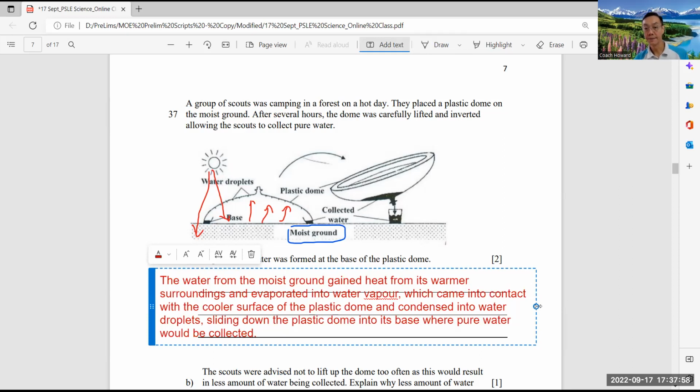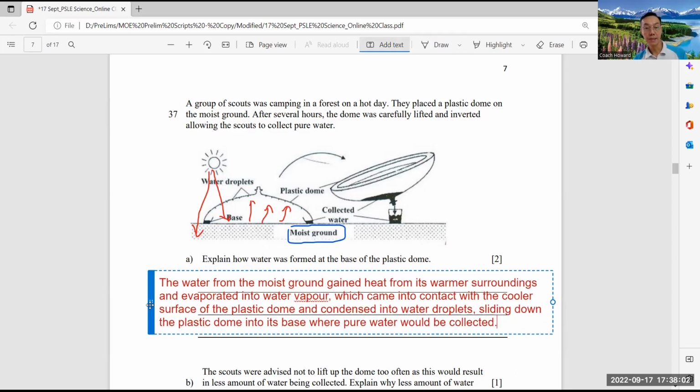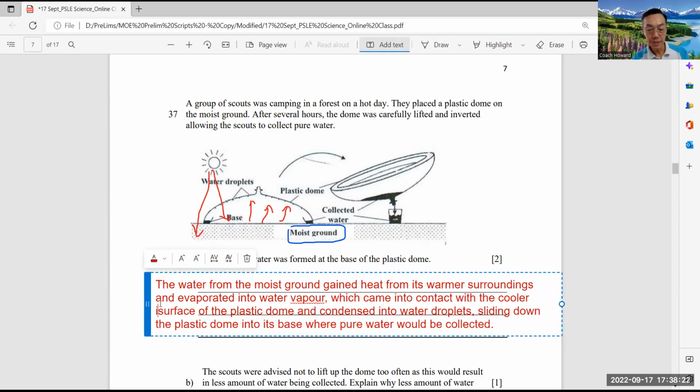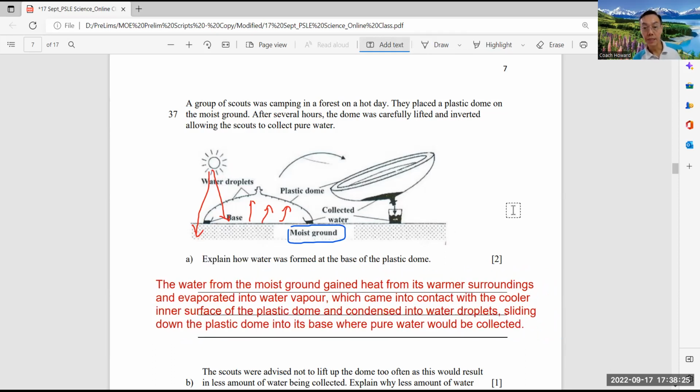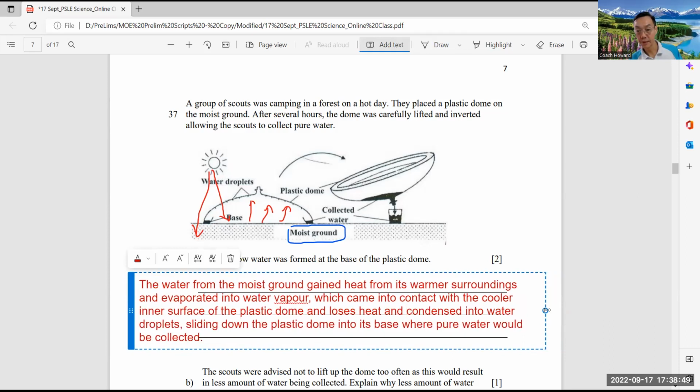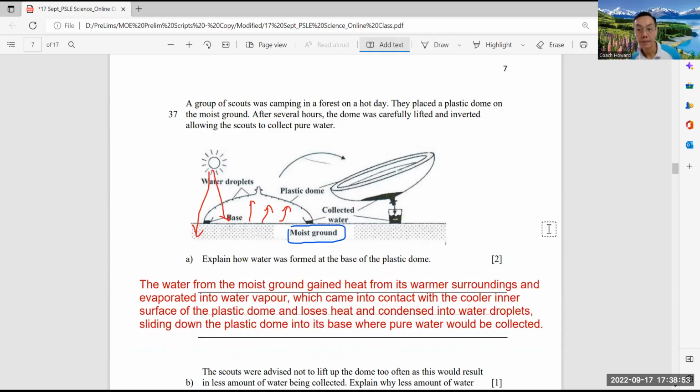Is this what? This part. Okay, so you mentioned that the water from the moist ground gained heat from its warmer surroundings and evaporated into water vapor, which came into contact with the cooler inner surface of the plastic dome, lost heat and became water droplets. There's one part, lost heat, they didn't put "of the plastic dome", and loses heat and condenses into water droplets. Okay, I'll repeat, which came into contact.